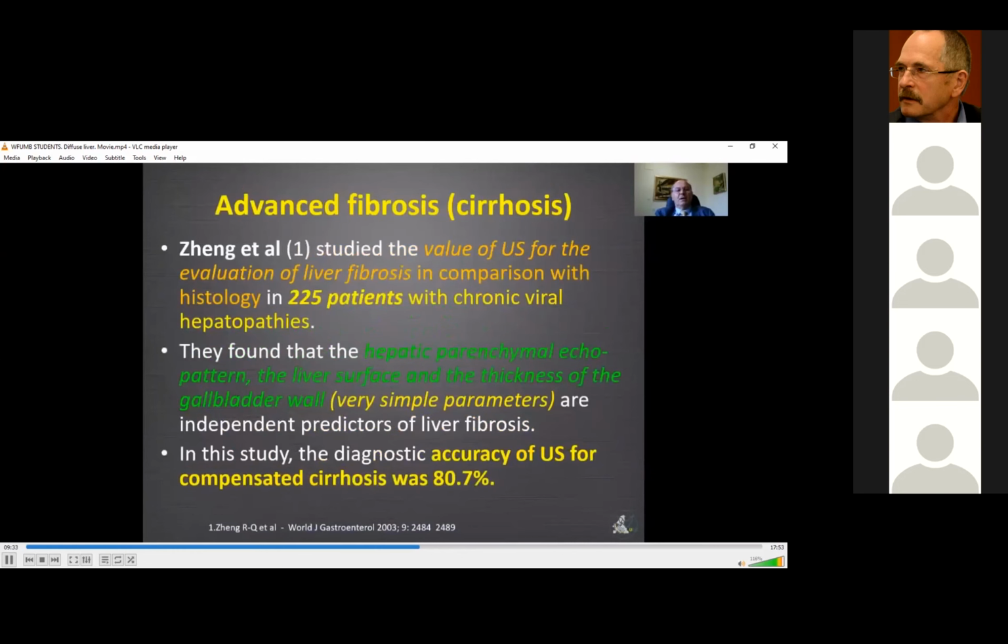Another study looked again at advanced fibrosis and or cirrhosis, and they compared ultrasound with liver biopsy in 225 patients with chronic viral hepatitis. If they look at the echo pattern of the hepatic parenchyma, the liver surface, and the gallbladder wall, all very simple parameters, then the accuracy of ultrasound for diagnosis of compensated liver cirrhosis was 80%.